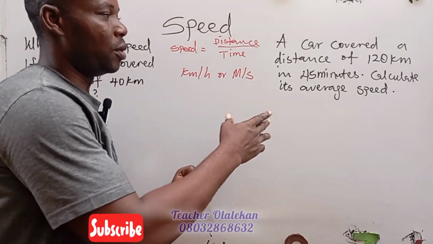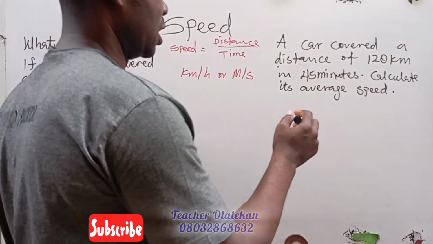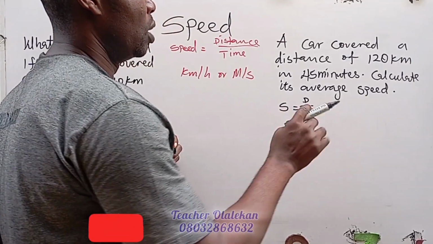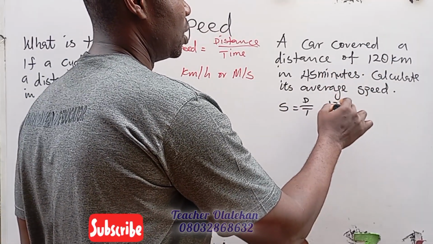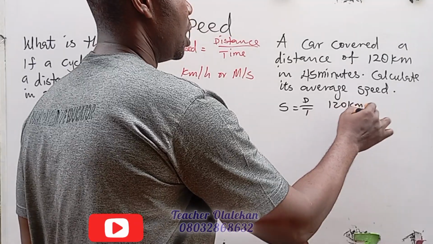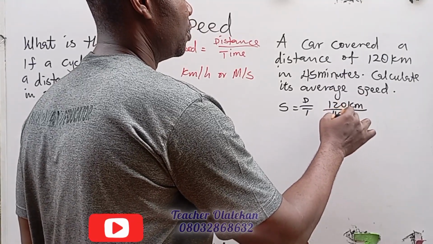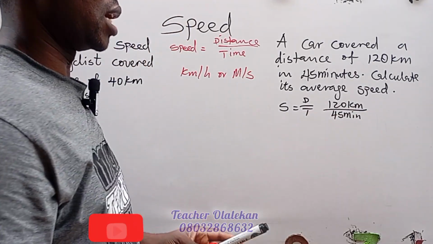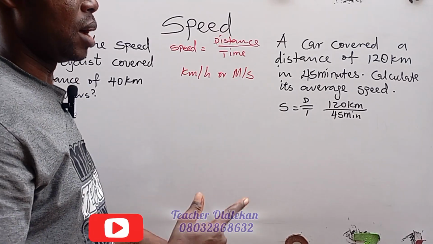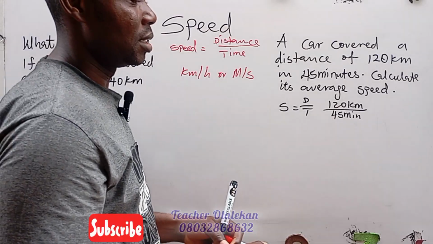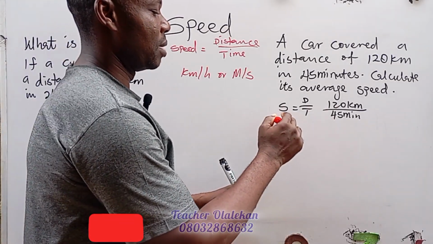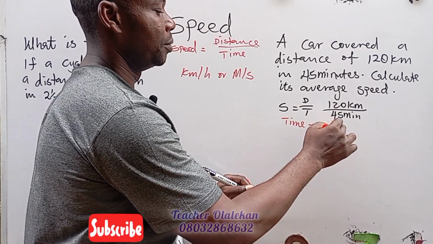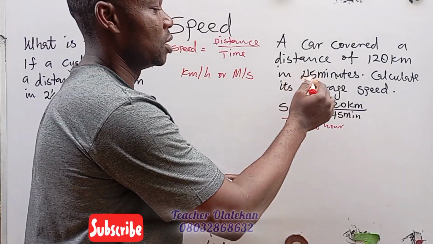So now how do we find the average speed? Do not forget our speed is equal to distance divided by time. So what is our distance here? Our distance is 120 kilometers and our time is 45 minutes. You will see that this 45 minutes cannot be used like this. So we have to change it to hours by dividing it by 60. Let's change our time to hours.